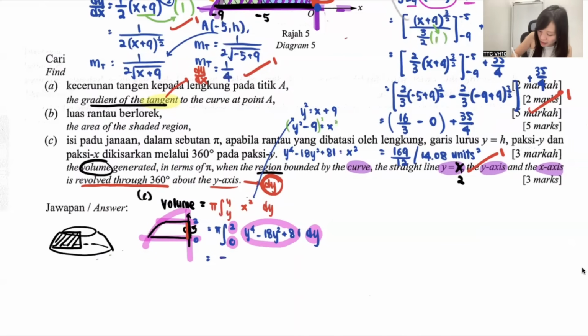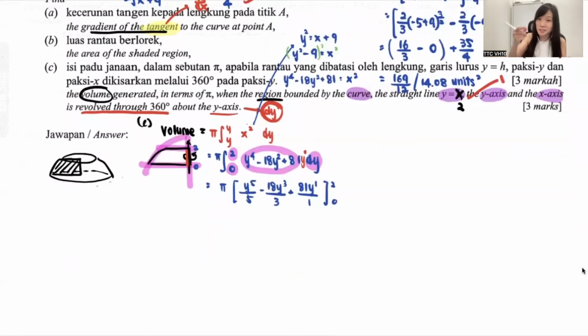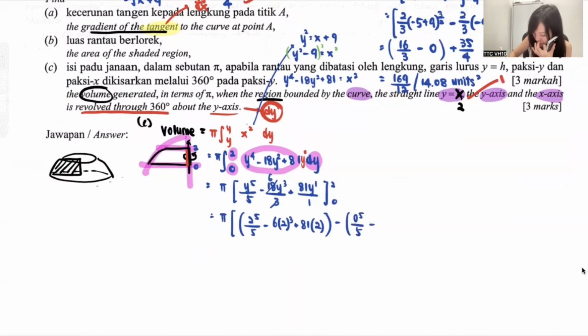So now, let's start to do it. Integrate it. Power plus 1, divide. Power plus 1, divide. Then this 81 has no y, so y power 0. 0 plus 1, 1, divided by 1. Do I still need to write plus c? No, because I have numbers to substitute. So you guys can straight away substitute inside. So remember, substituting inside, you need to write the working out, okay? So 2 substituted inside minus, this one can cut 6. 2 substituted inside plus 81, 2. So after 2 substituted inside, minus 0 substituted inside.